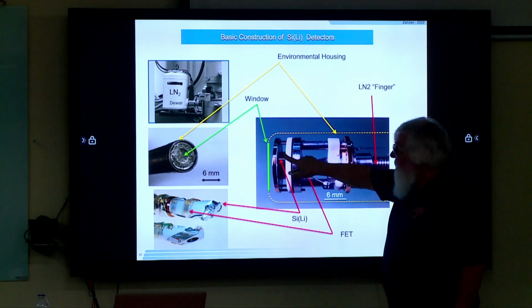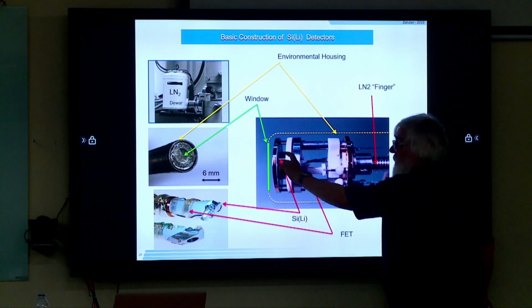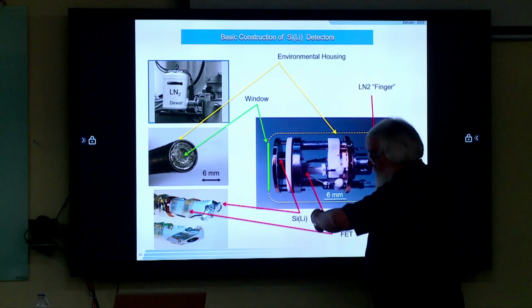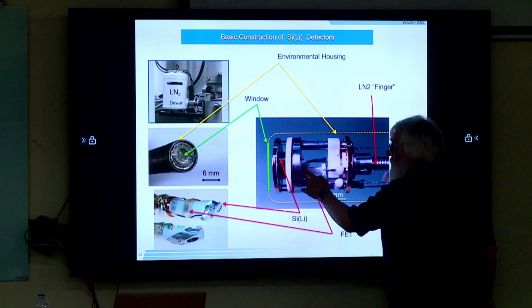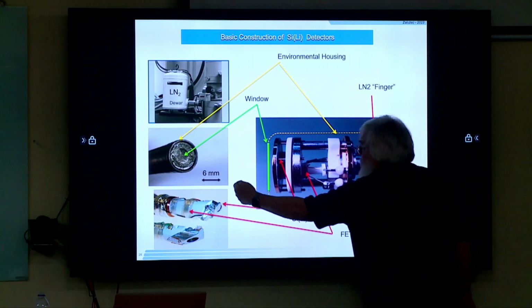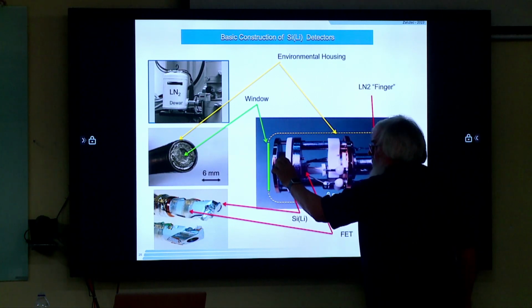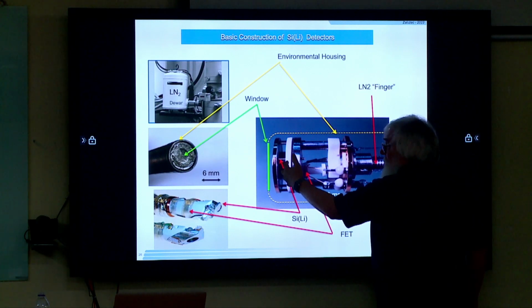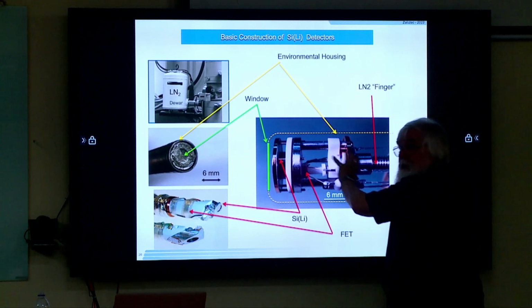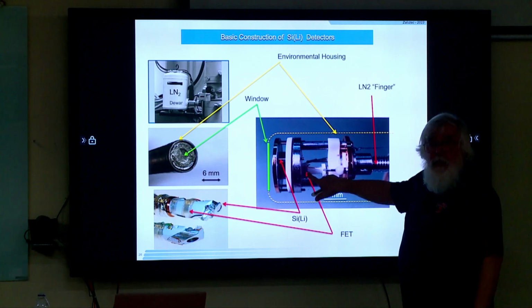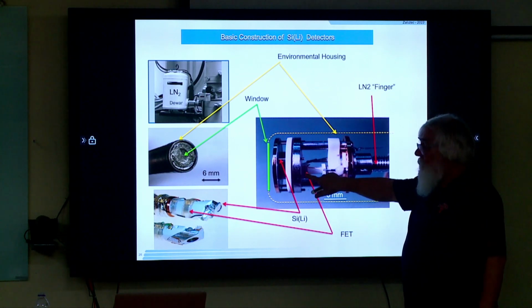This is a lithium drifted silicon detector. It's literally a piece of silicon. I'll show you a picture of that in a minute. Behind it is a field effect transistor. The X-rays come in, they end up in the crystal. The X-ray signal is generated. The reason for cooling these to liquid nitrogen is to reduce the noise in the FET. And you'll see why in a minute.